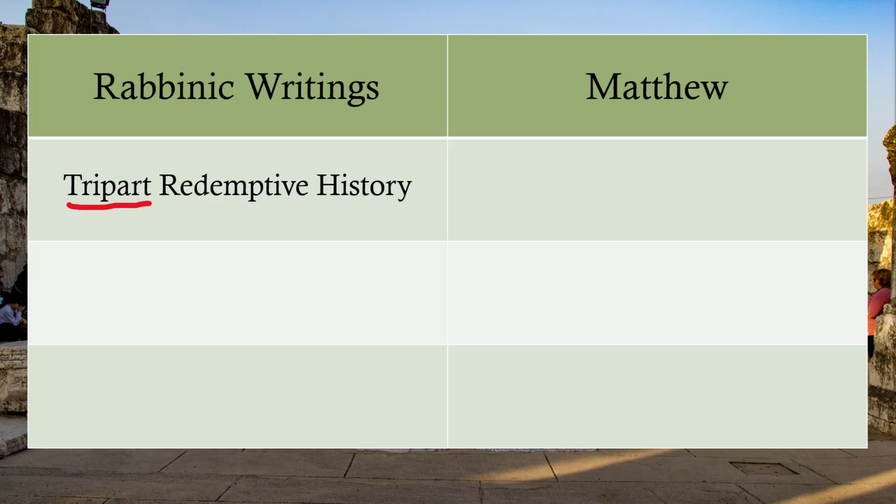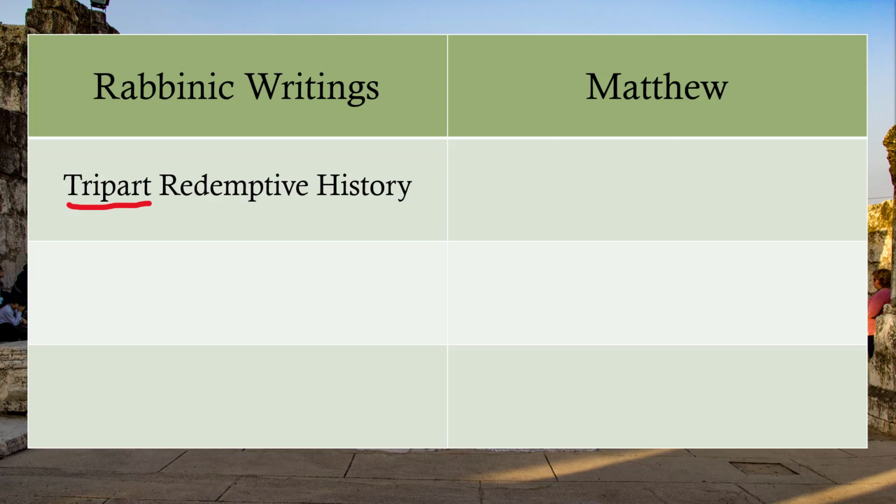So the rabbis say the earth will be here, or at least, however they think about the age of everything, 6,000 years: 2,000 years here, 2,000 years here, 2,000 years at the end. And they break it up into 2,000. You'll find a number of those. Very often, that redemptive history, God redeeming the world out of the chaos, ends with the Messiah. So we find in rabbinic writings tripart redemptive history.